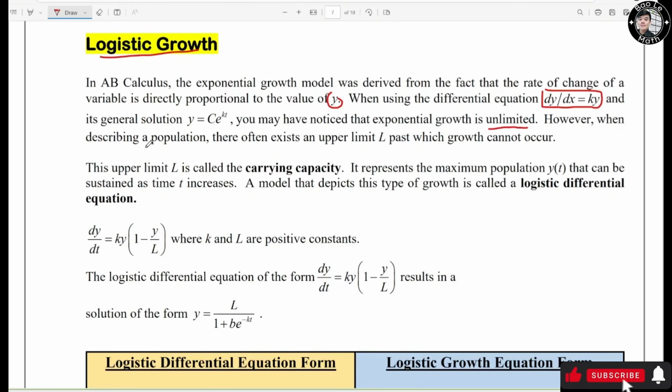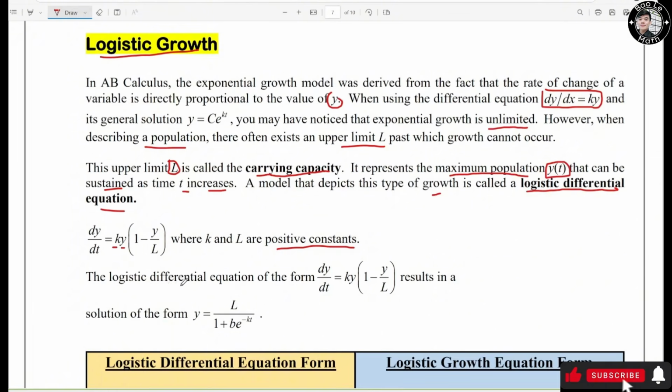However, when describing a population, there is often an upper limit L past which growth cannot occur. This upper limit L is called the carrying capacity. It represents the maximum population y of t that can be sustained as time t increases. A model that depicts this type of growth is called a logistic differential equation: dy over dt equals k times y times 1 minus y over L, where k and L are positive constants.